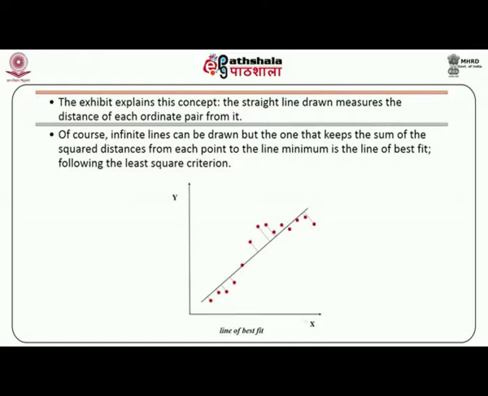If the squared differences are large, the line does not represent the data appropriately, and if the squared differences are small, the line represents the data well. The line with the lowest squared differences is the line of best fit, or the regression line.